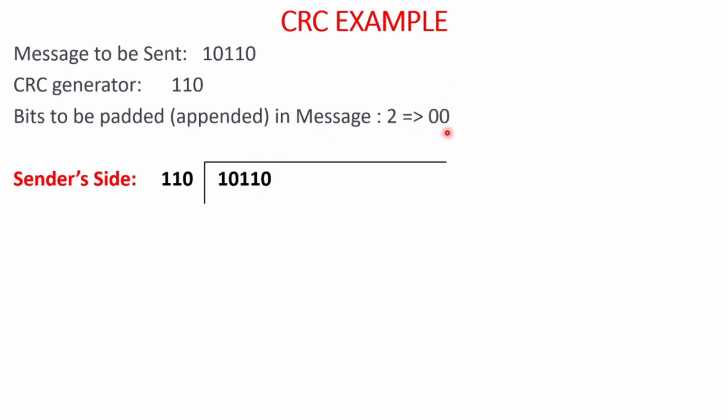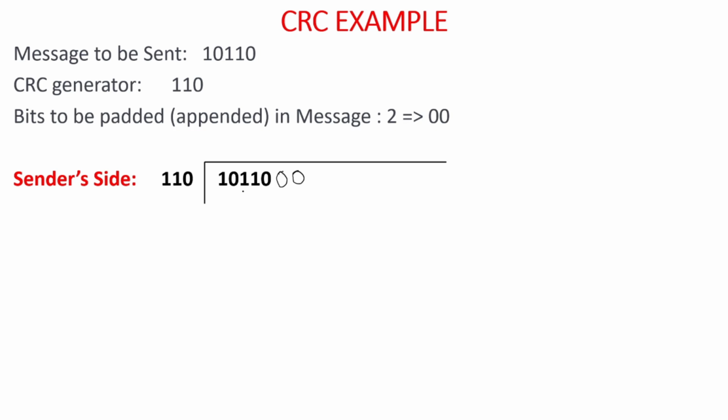Why only 2 bits? Because the CRC generator is 3 bits. You can clearly see 110, total 3 bits. So if the CRC generator is 3 bits, we have to do CRC generator bits minus 1, so we get 2 bits. 3 minus 1, so 2 bits we have to append after the message, and both bits should be 0 only. So I am appending the 2 bits like this. These are the 2 bits which are appended.